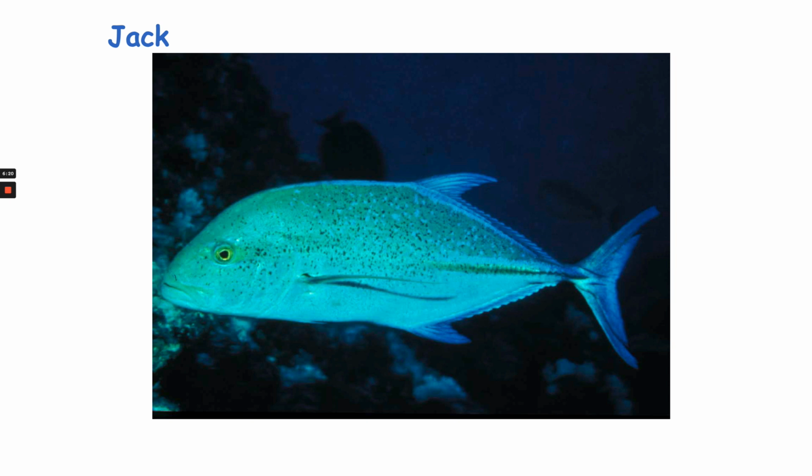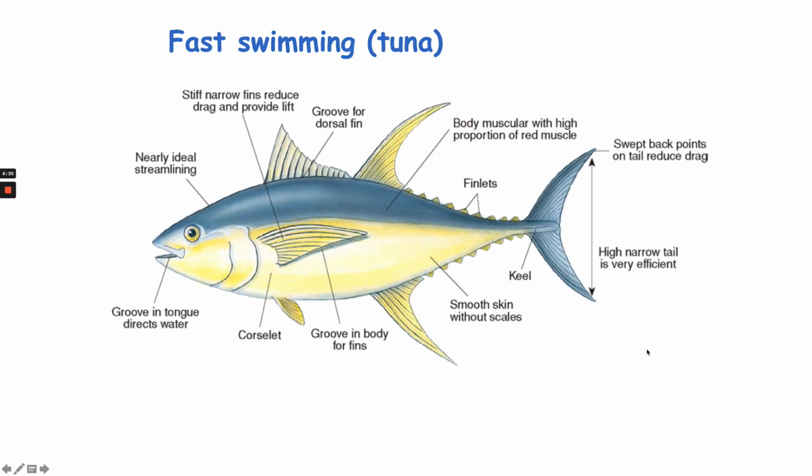A jack is a fast swimming fish, as we mentioned before, with its long pectoral fins that are narrow and its tall tail. And we'll look at a tuna, which is similar to that. So tuna have a very specialized body to swim fast. They're very streamlined, with a fusiform shape. They have those stiff, narrow pectoral fins that reduce drag and produce lift.